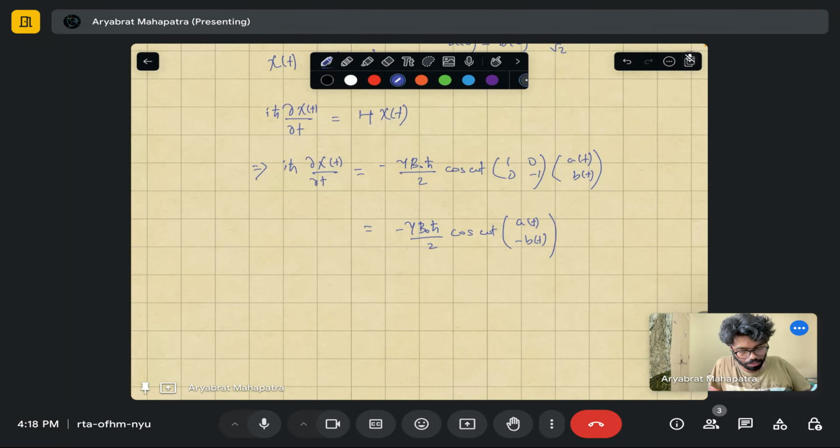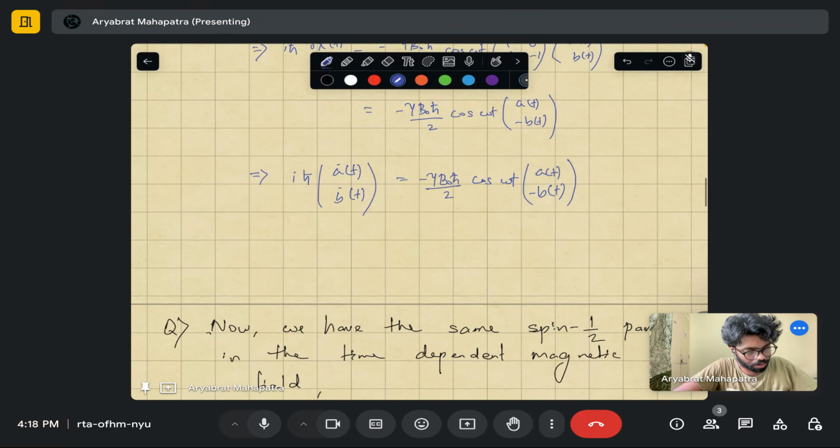Then I have i h bar times a dot and b dot. This a dot, b dot represents derivatives with respect to time. This equals minus gamma b naught h bar by 2 cos omega t times a of t and minus b of t.